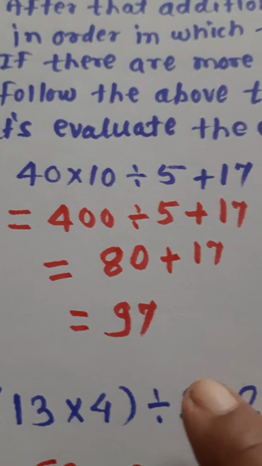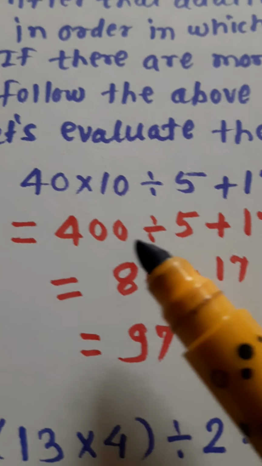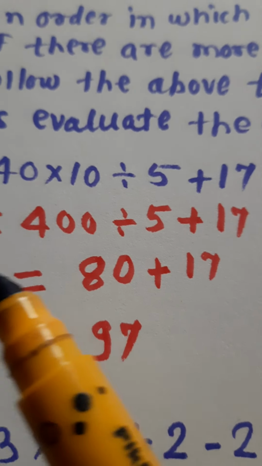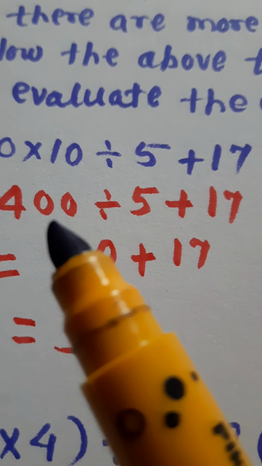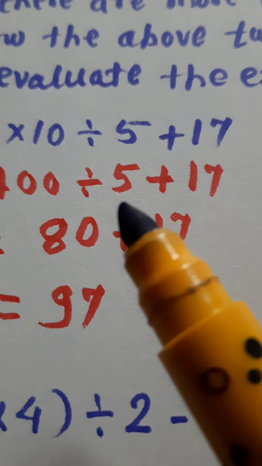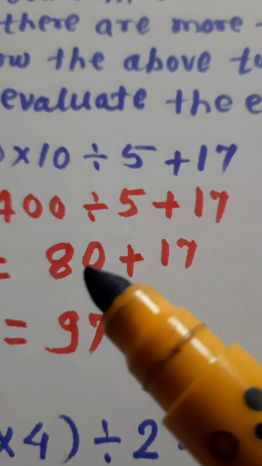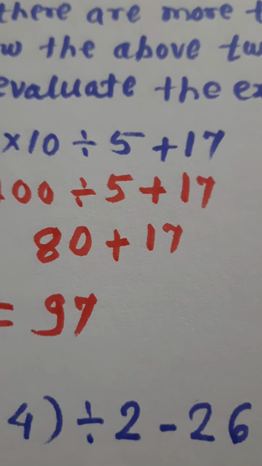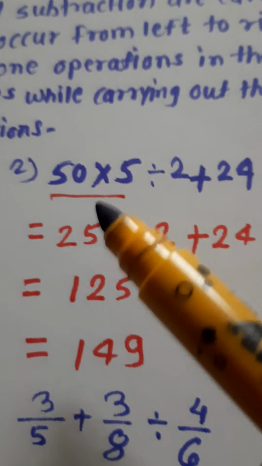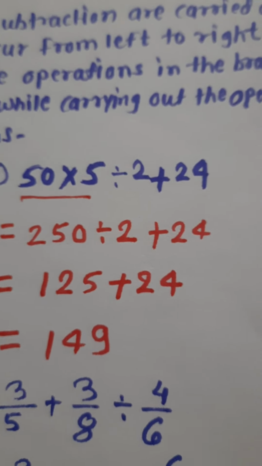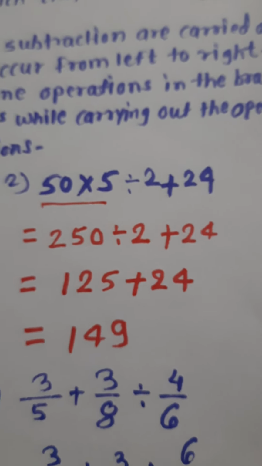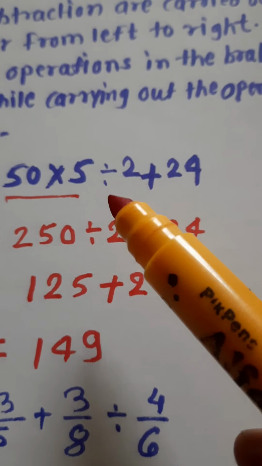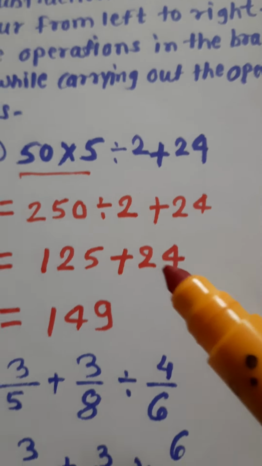See this first example. In this example there is multiplication, division and addition, but from left to right we have to do the action, that is multiplication, then division, then addition. Okay. In this second example, addition, multiplication, division and addition. First we have to do multiplication, then division and then addition.